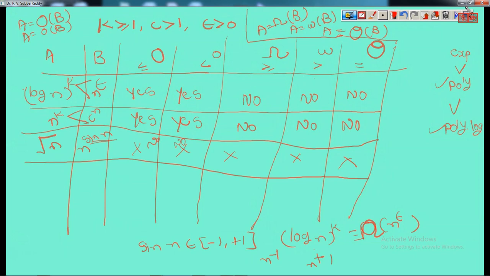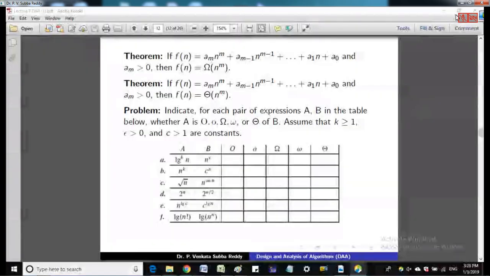Similarly, you can complete the other things. 2 power n, 2 power n by 2. Similarly, n power log c, c power log n. Both are same, no. That means only these are yes: big O yes, big omega yes, theta yes, little o and little omega no. Log n factor: (log n) power n is also n log n. Already we have seen, so all are same. Same means big O, omega, theta correct, others false. 2 power n by 2 is smaller than 2 power n. Accordingly, you can fill the space.